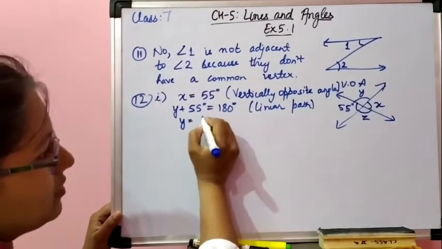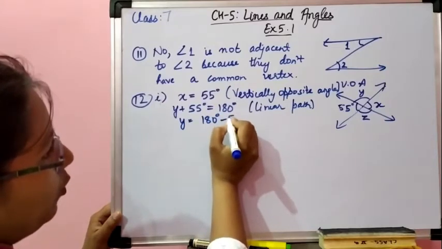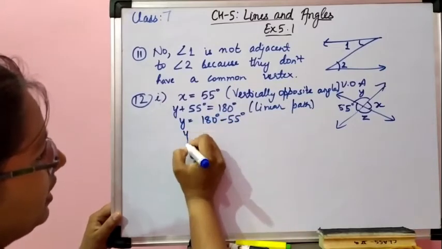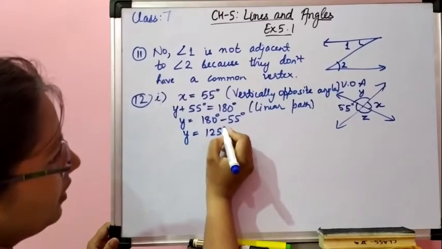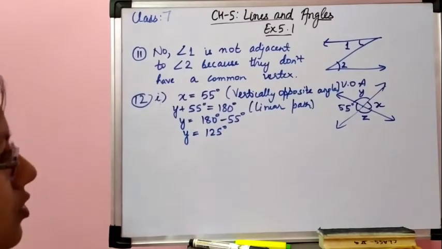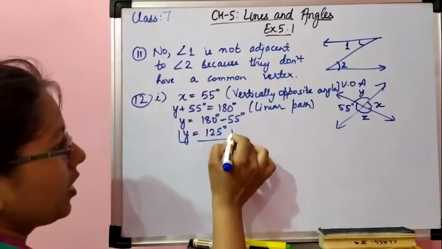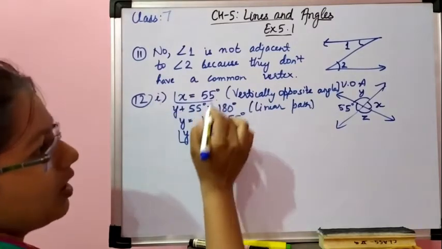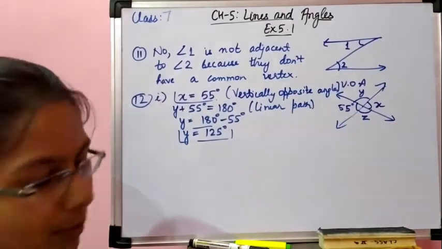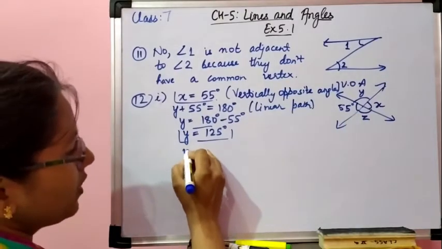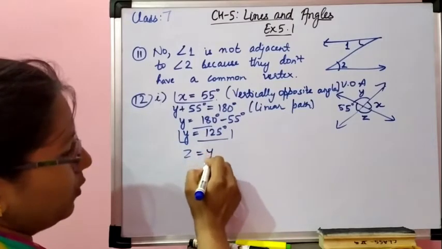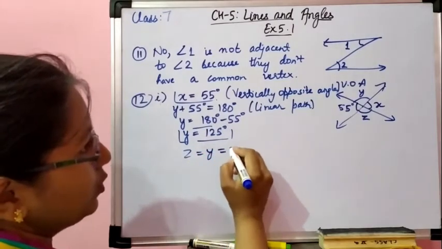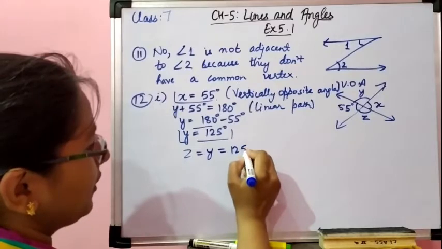Now as we simply solve the equation, 180 minus 55 degree, so Y is equal to 125 degree. Okay. So this is the value of Y. Similarly, Y and Z are vertically opposite angles, so they will be equal. Z is equal to Y is equal to 125 degree.